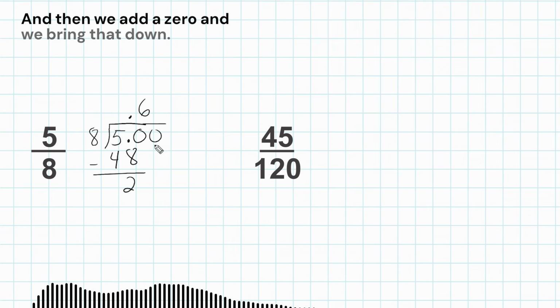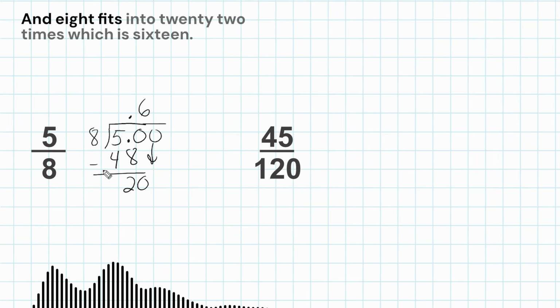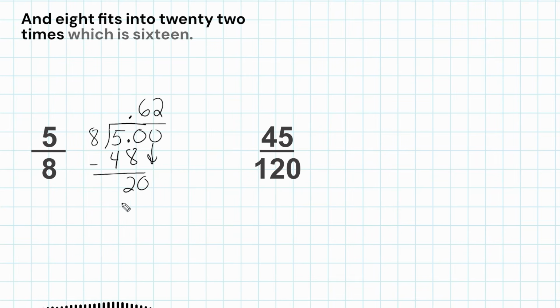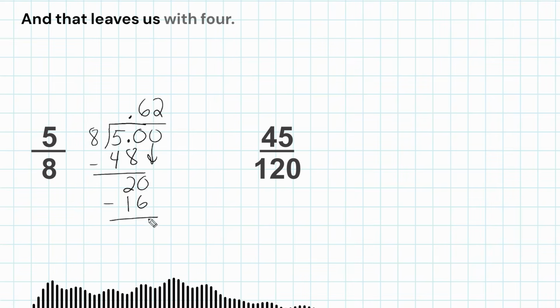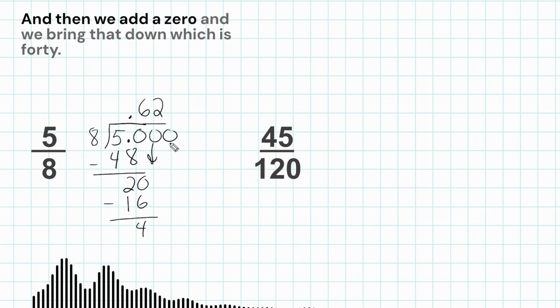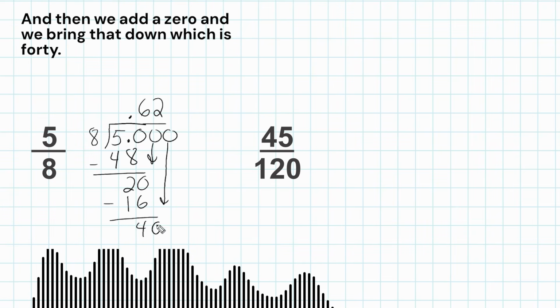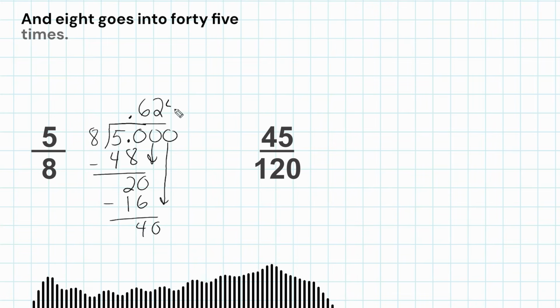And then we add a 0 and we bring that down. And 8 fits into 20 2 times, which is 16. And that leaves us with 4. And then we add a 0 and we bring that down, which is 40. And 8 goes into 40 5 times.